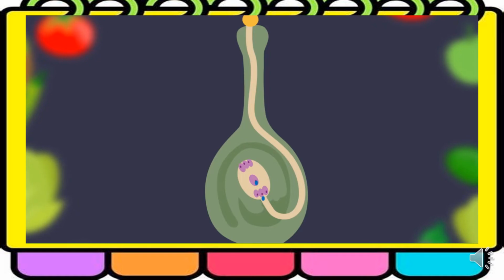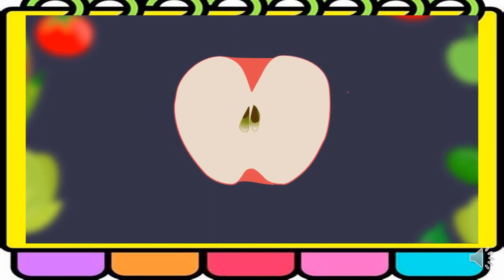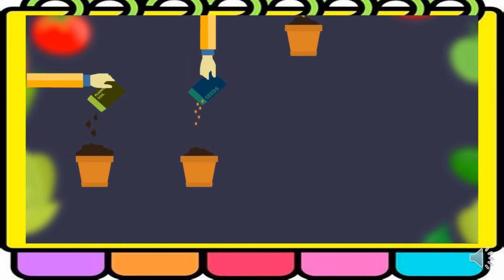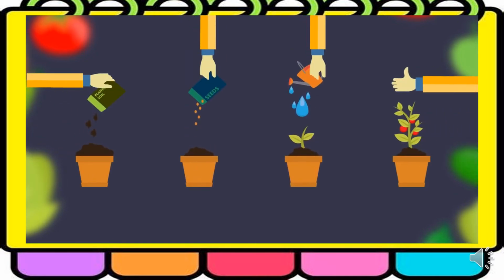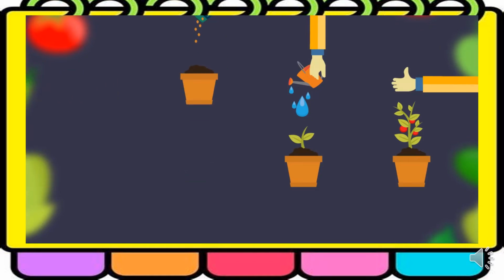The ovary enlarges and becomes a fruit, surrounding the internal seeds. The fruit and seeds are dispersed in many ways, some even by humans, where they will again grow into a new plant under the correct conditions, completing the long cycle of sexual reproduction in plants. So there we have sexual reproduction in plants.